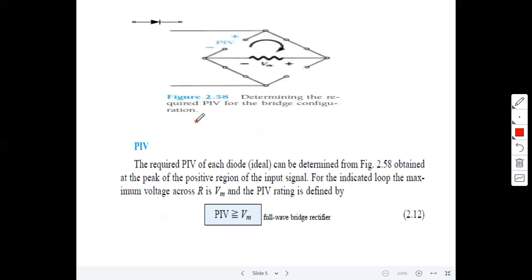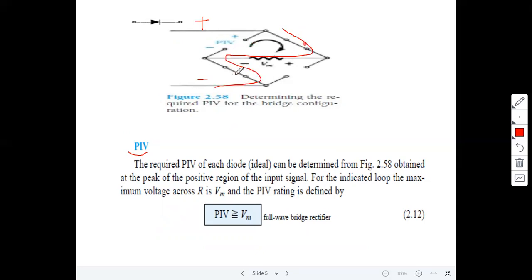Now, one important parameter is different from the full wave rectifier with center tap. That one is PIV, peak inverse voltage or peak reverse voltage. It is the maximum reverse voltage appearing across the reverse biased diode, right? During the positive cycle, this is plus and this is minus. This is the current direction.